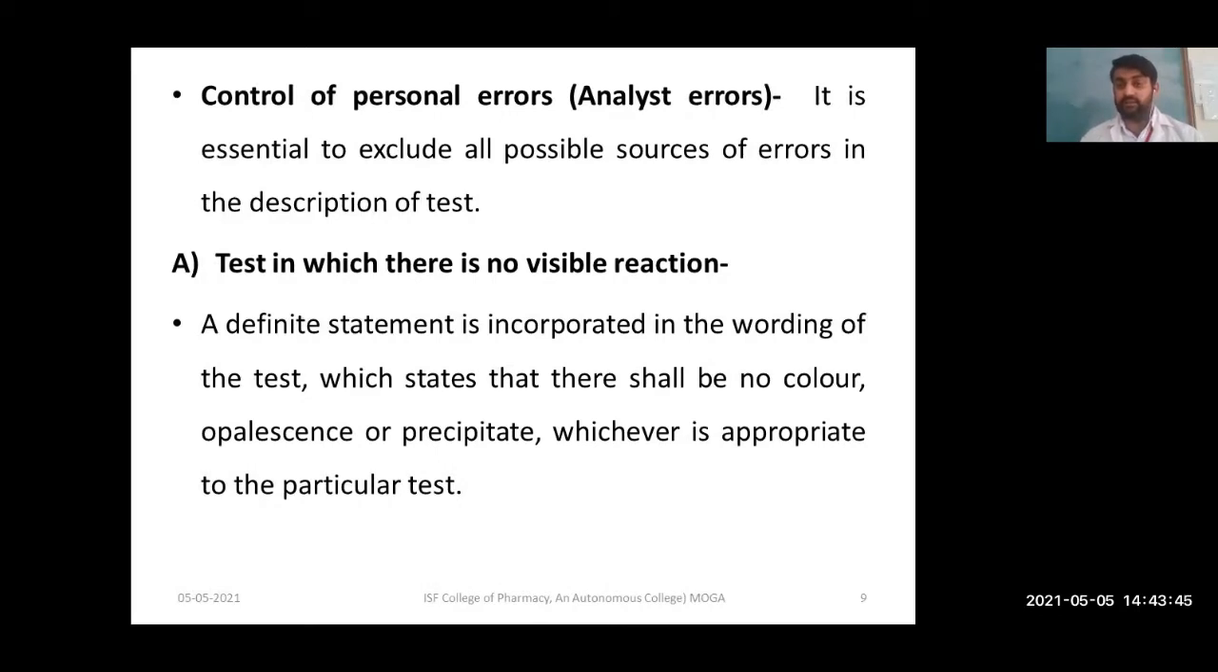Personal errors must be controlled, otherwise you cannot be sure how much impurity you are taking. Personal errors should be minimized. You have to perform the test within the prescribed limits, within the prescribed standards, so that error is minimal. And second, a test in which there is no visible reaction. Some tests like chlorides and sulfates have visible reactions. They appear as turbidity, but some chemical reactions do not give precipitates. In those reactions, how can you judge?